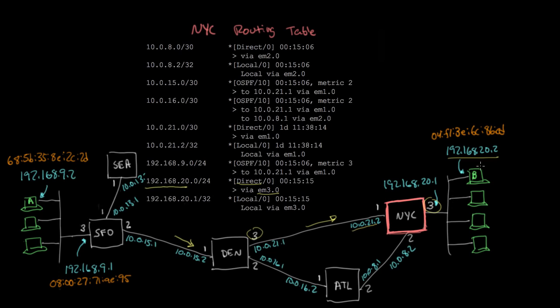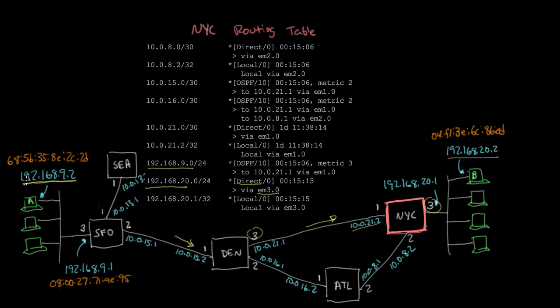Once computer B gets that packet, if it wants to respond, then it's going to send its response back to 192.168.9.2 over here. And so we can actually do the same thing in reverse. So B is going to be configured with 192.168.20.1 as its default gateway, and so we'll ARP for that, although it will probably already know the MAC address because it's already received traffic from here. But if it doesn't, it'll ARP for that, and then it'll send its frame to New York with a destination of 9.2.